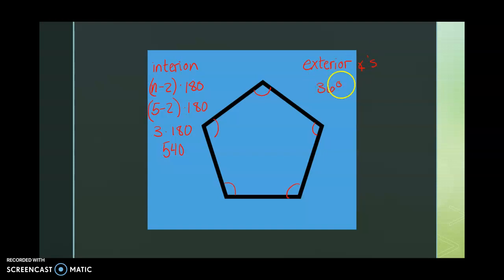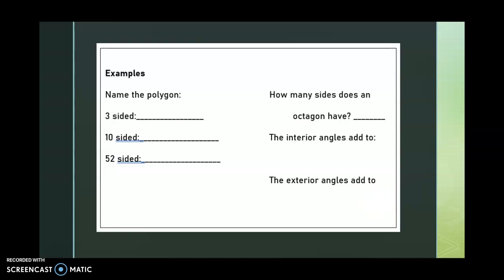Now, make sure you're always really careful if it's asking for the sum of all of the outer angles or just one outer angle. If it's asking you, what's this angle right here, find x, don't write down 360 because it's on the outside. That's only one of them, right? So be careful on the wording there. Make sure you read the questions carefully.